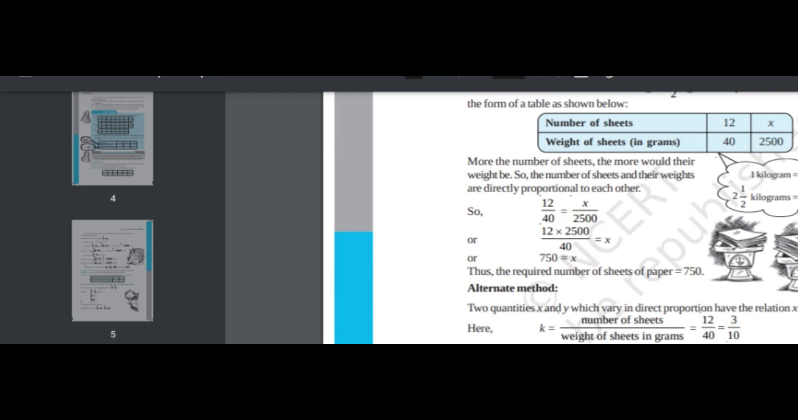This is the same value in which they gave us k is equal to x by y. You simply put the value of x and y, which is 12 by 40, and we got the answer 3 by 10. Now x is the number of sheets of the paper which weigh this. I think that method is much easier than this. Is it? We will go with that method. Okay.